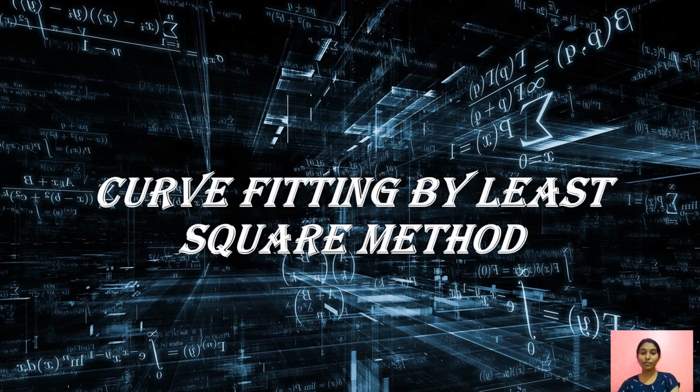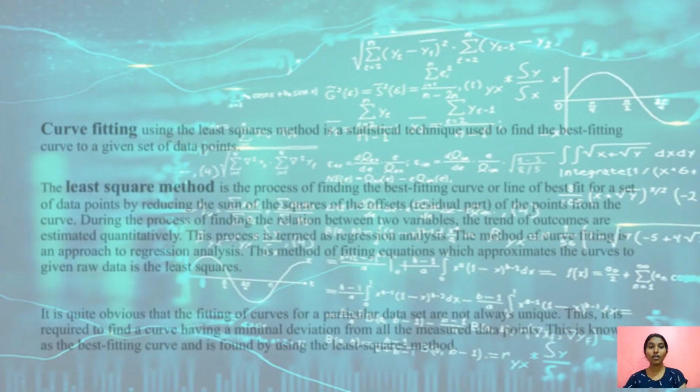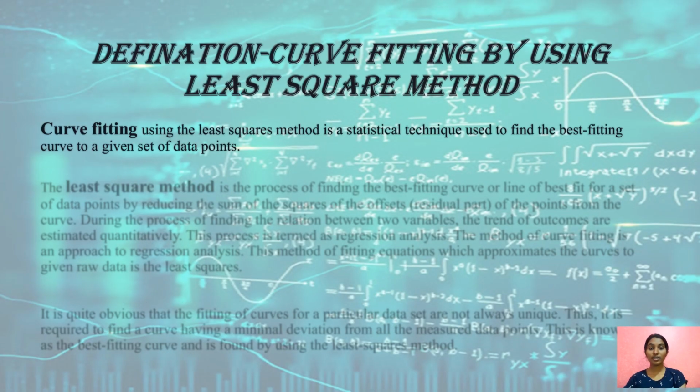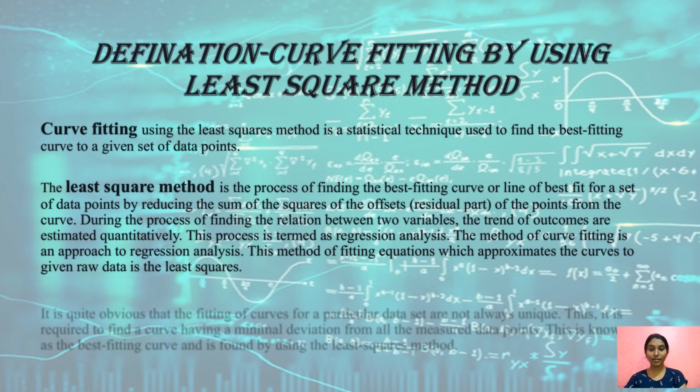Firstly, let's see curve fitting by least square method. Let's see a definition of it. Curve fitting using a least square method is a statistical technique used to find the best fitting curve to a given set of data points. Least square method is nothing but the process of finding the best fitting curve or a line of best fit for a set of data points by reducing the sum of the squares of the offsets of the points from the curve.